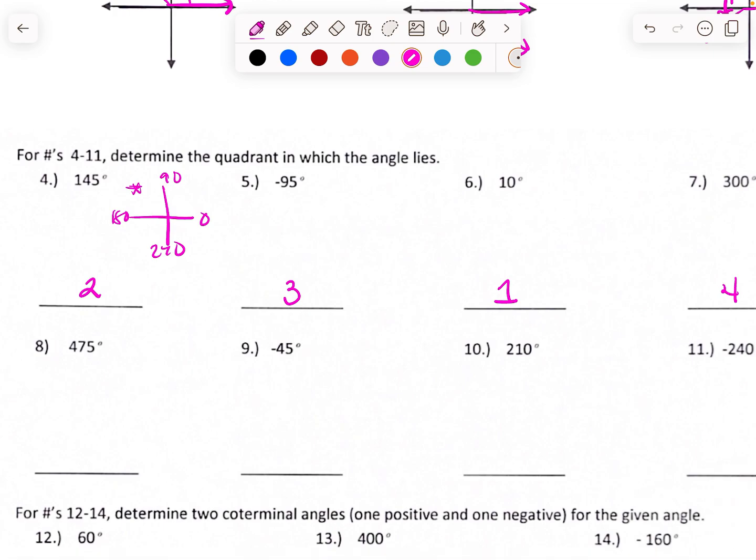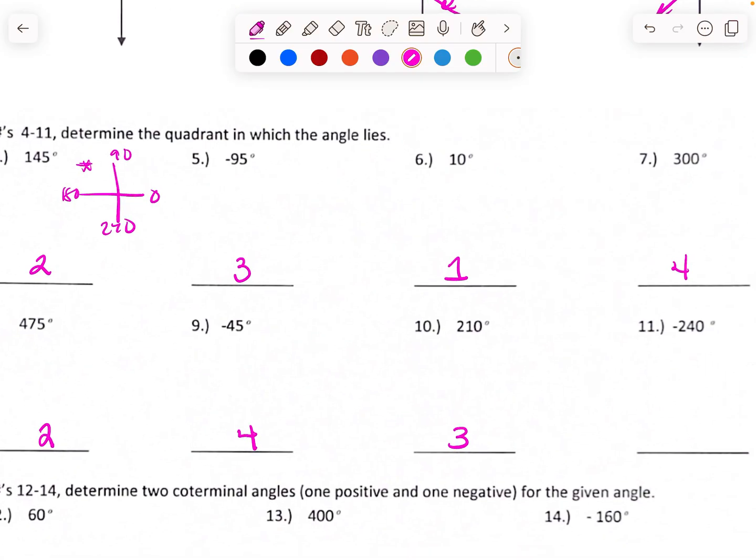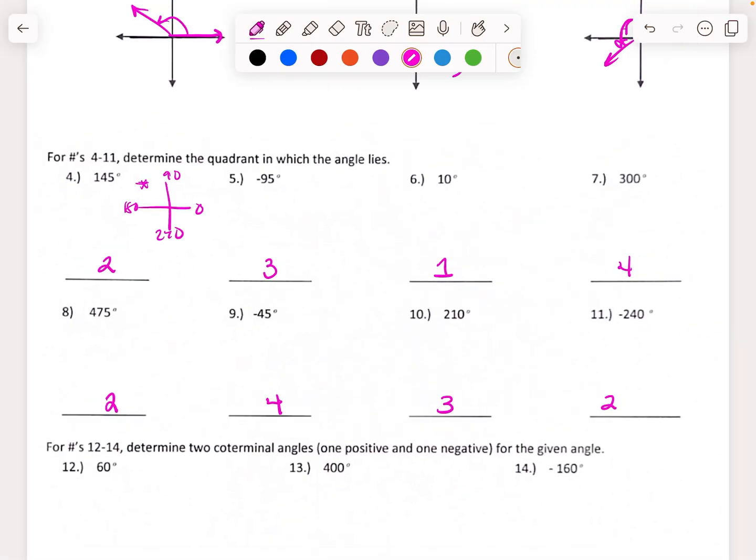Let's see. 475. Go ahead and pause it if you want to. 210. And 2.